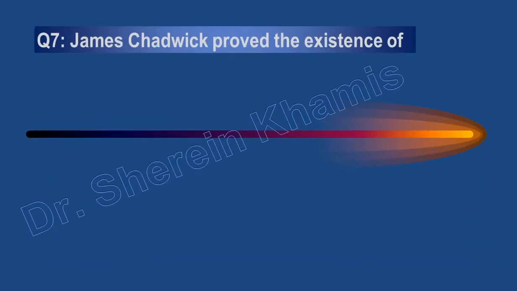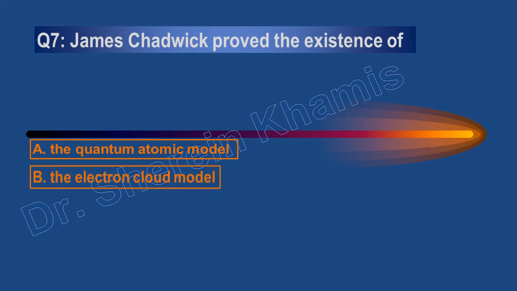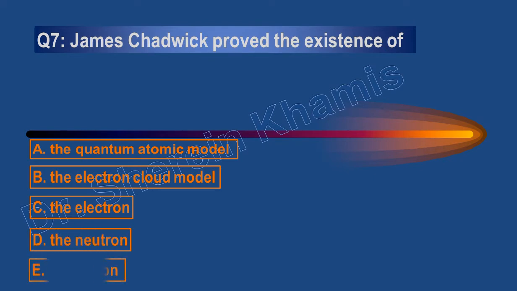Question number 7 says: James Chadwick proved the existence of what? He has a role in proving the structure of the atom. Number 1, quantum atomic model. Second one, electron cloud model, electron, and the last one, neutron and the proton.